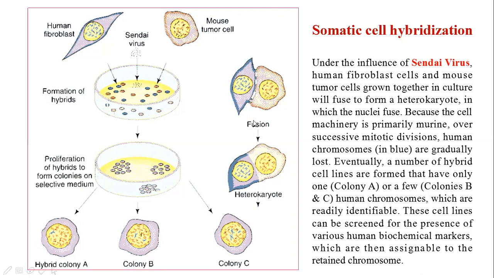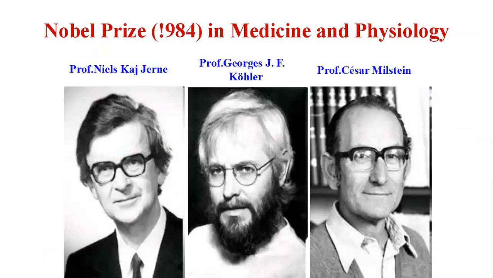So by the fusion between the two types of eukaryotic cells, under the influence of Sendai virus, three different types of colonies are formed. All are hybrid, but the first one contains only one human chromosome, which is readily identifiable. So these cell lines can be screened for the presence of various human biochemical markers, which are then assignable to a retained chromosome. And these are the 3 scientists, Jerne, Köhler, and Milstein, who got the Nobel Prize in 1984 in medicine and physiology.